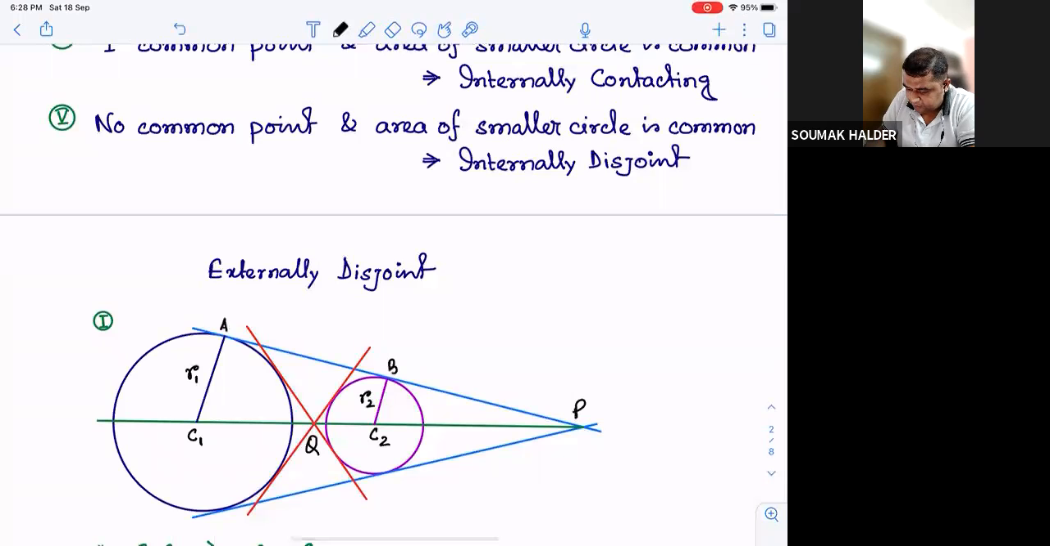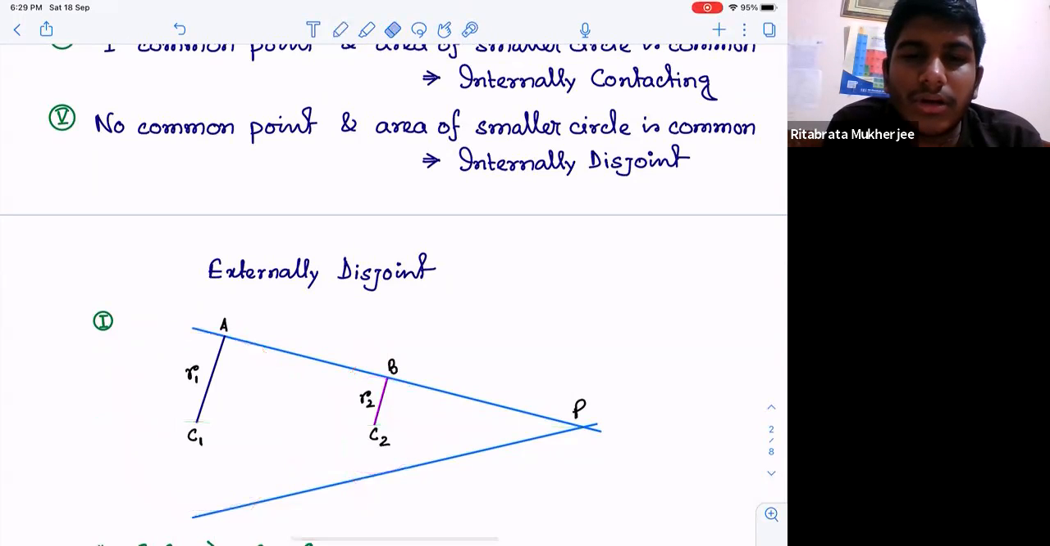Let's mark these points as A and B. So AP is to BP is also R1 is to R2. From this information, we can get to AB, which is the direct common tangent length. On a similar note, we can think of the presence of transverse common tangents.